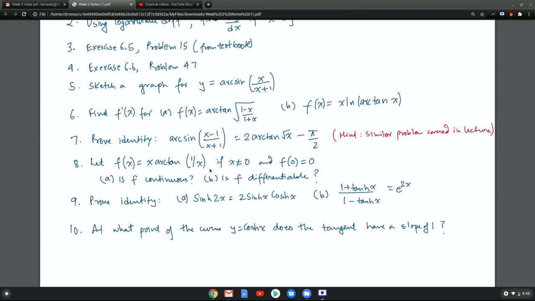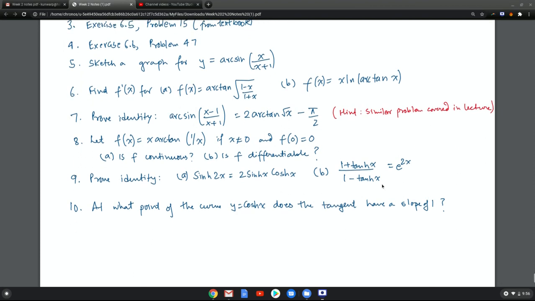Let this function be given to you. You have to find if f is continuous, and if f is differentiable. Recall the definition of continuity, finding the left-hand limit and right-hand limit, and the definition of differentiability, where the left-hand derivative and right-hand derivative need to exist.